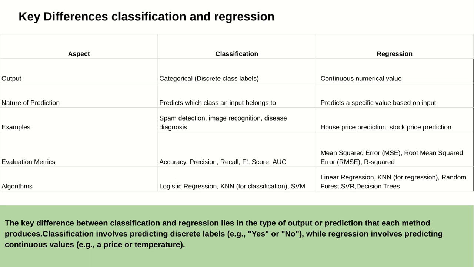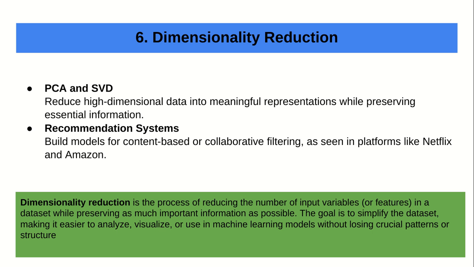When you're talking about regression, we use linear regression, we use KNN for regression, we use random forest for regression, we use support vector regression for the regression processes, also decision trees for regression processes. So as I've said down here, the key difference between classification and regression lies in the type of output or prediction that each method produces. Classification involves predicting discrete labels like yes or no, while regression involves predicting continuous values or actual values like prices, temperature, and all that.